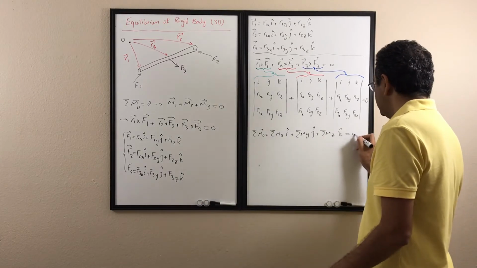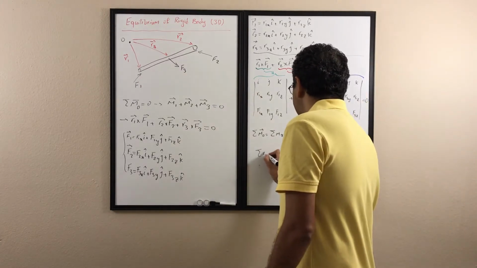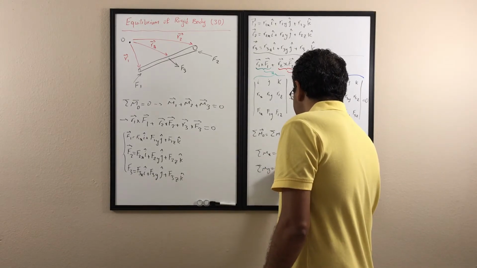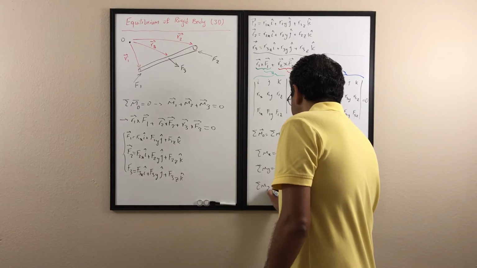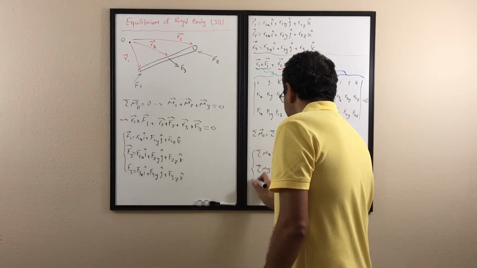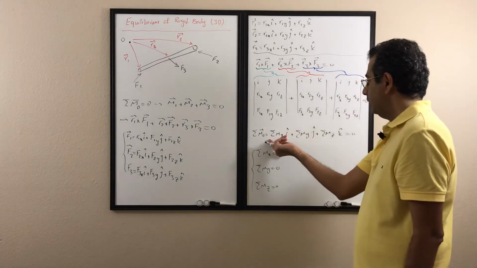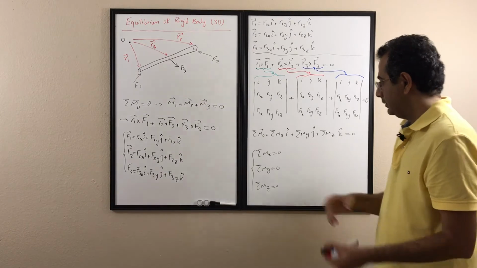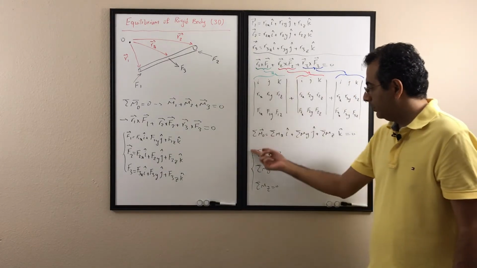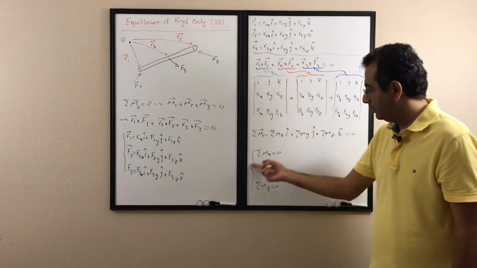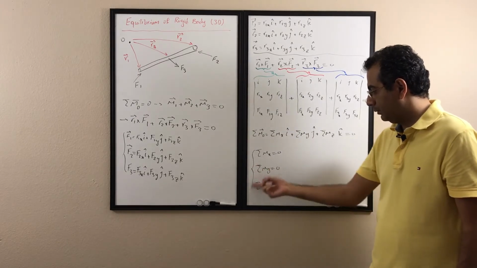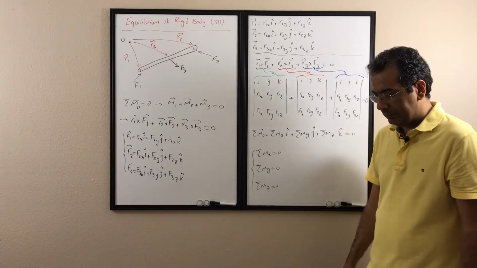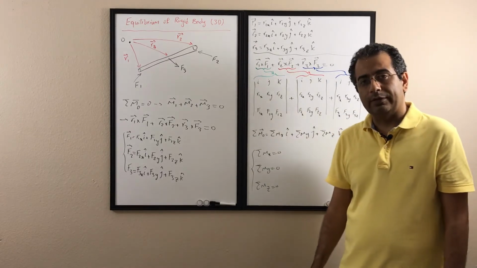And if this is 0, then sigma Mx should be 0, sigma My should be 0, and sigma Mz should be 0. In other words, the i component, the j component, and the k component should be 0. Looking here again, it tells you all the moment about the x-axis should be 0, all the moment about the y-axis should be 0, all the moment about the z-axis should be 0. So it gives you three more equations. In total, we are going to have 6 equations.